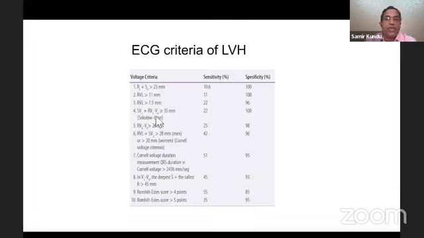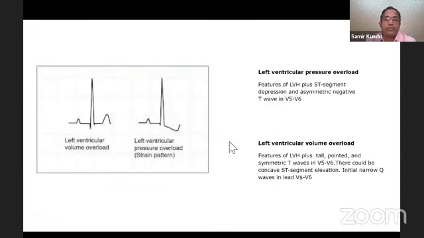The Sokolow-Lyon criteria carry a sensitivity of 22% and a specificity of about 100%. The R wave alone in V5 or V6 more than 26 millimeters is 98% specific. The Cornell criteria are 96% specific. The Romhilt-Estes score with 5 points has 95% specificity, but sensitivity of 35%.